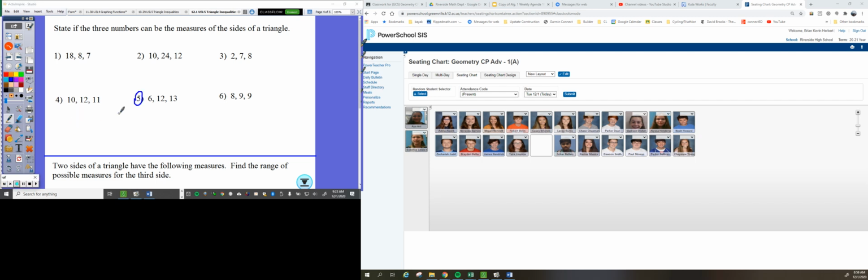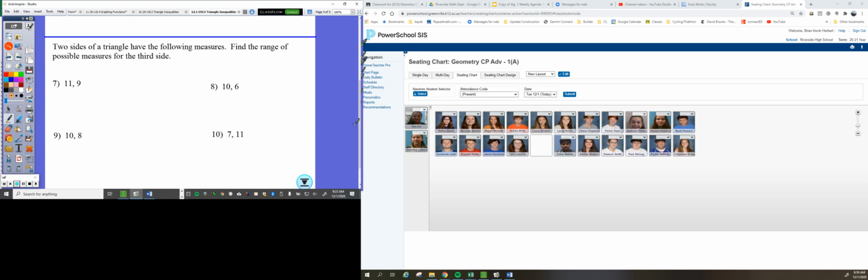All right, so 6 plus 12 has to be greater than 13. 12 plus 13 has to be greater than 6. And 13 plus 6 has to be greater than 12. That's true for all, so this is a triangle. Good. Now, find the third side, the range of the third side. All right, so this is the way we do this.